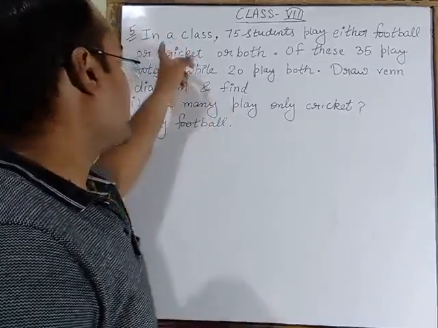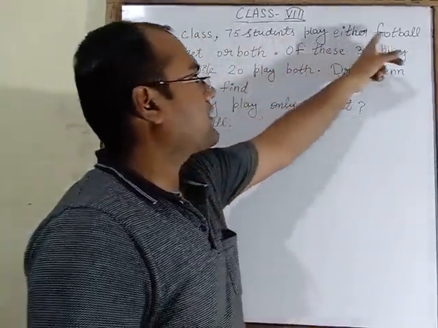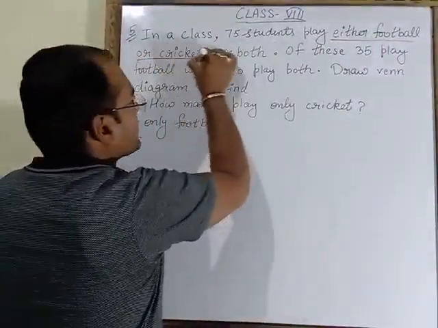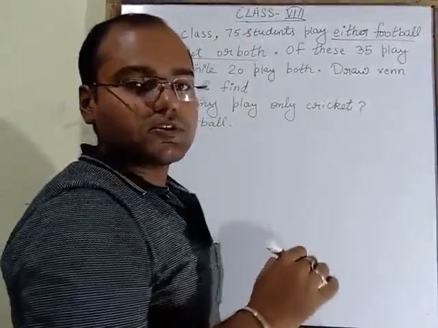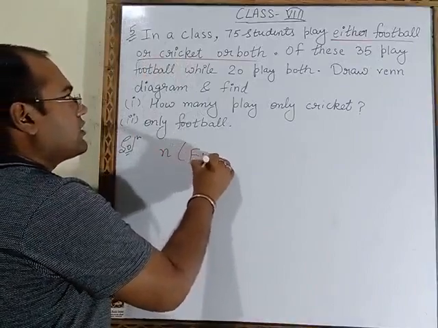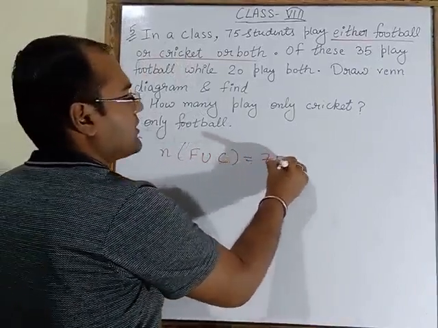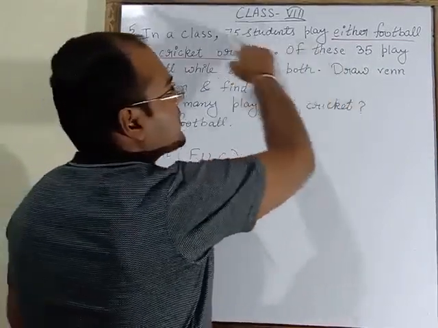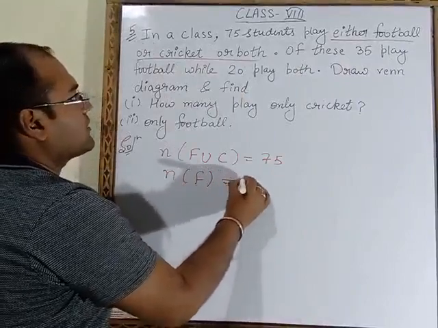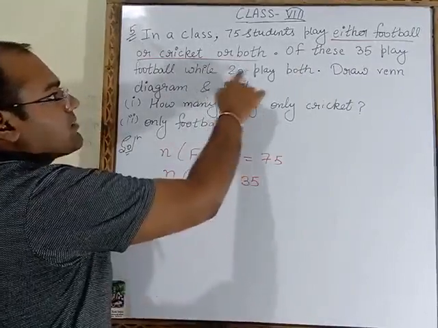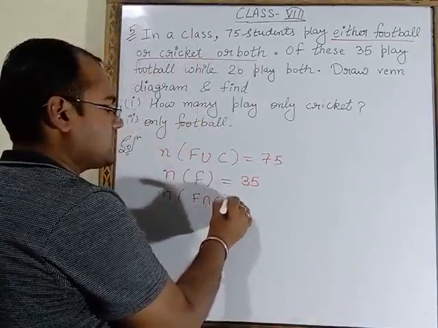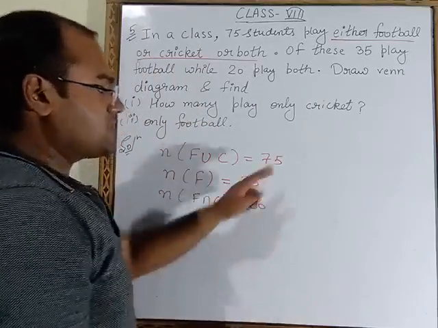The fifth question is: in a class, 75 students play either football or cricket or both. So what is given here? Either football or cricket or both means union. So the number of students in football union cricket is 75. Of these 75 students, 35 play football, so the number of students who like football is 35. 20 play both, and both means intersection, that means football intersection cricket is 20. So these three values are given.